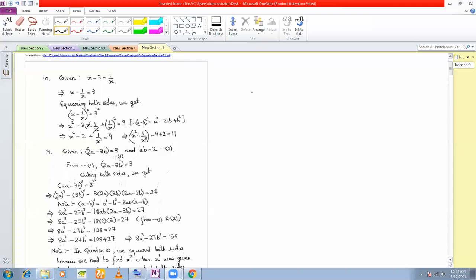Here the question is: it is given to you that if x minus 3 is equal to 1 by x, find the value of x square plus 1 by x square.